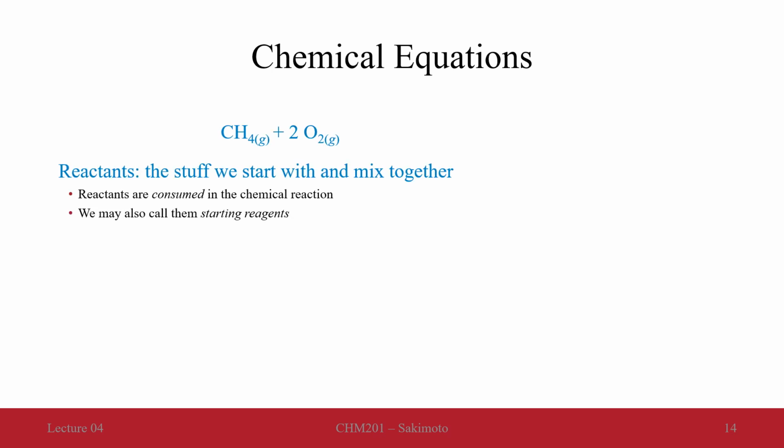Other things that should be helpful towards this idea of nomenclature, how we refer to and how we discuss things. Language is a big part of chemistry. The reactants in this reaction are methane and oxygen. It's going to be the stuff we start with, the things we mix together. We might say that these are consumed in the reaction. You may also see them called starting reagents.